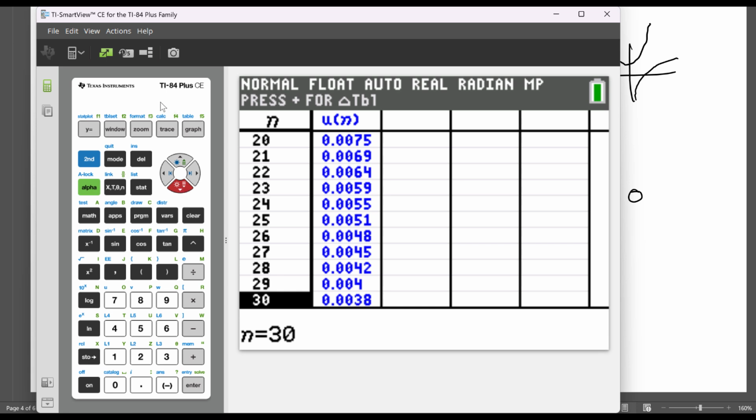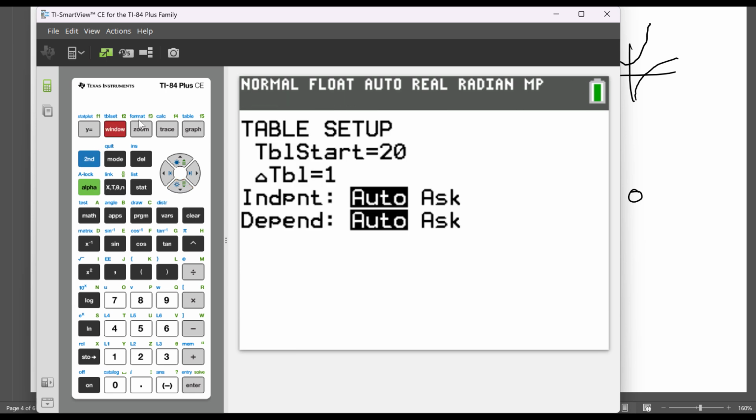Keep in mind in your TI, you can change the table format. So I can do second window and go to the table set, and I can start the table any place that I want. I can change the delta value in the table, or I can just go to the ask feature for the independent variable. Let's do that.